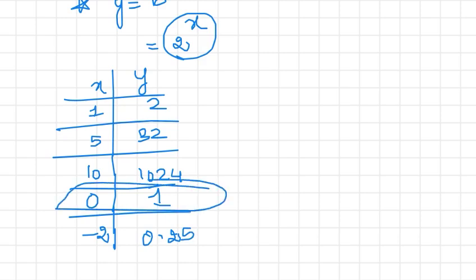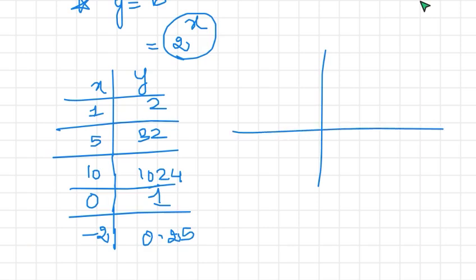Okay, did you understand why it is 1 for 0? Yes, because anything to the power of 0 is 1. Okay, so obviously, you have chosen 1, 5, and then 10 is somewhere far away. So 0 is here, negative 2, right? Yes.